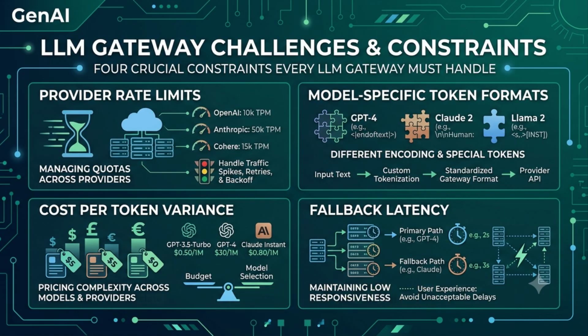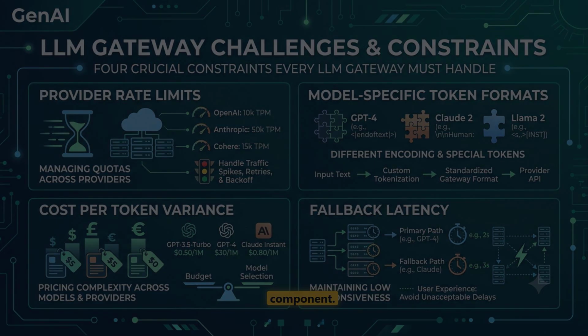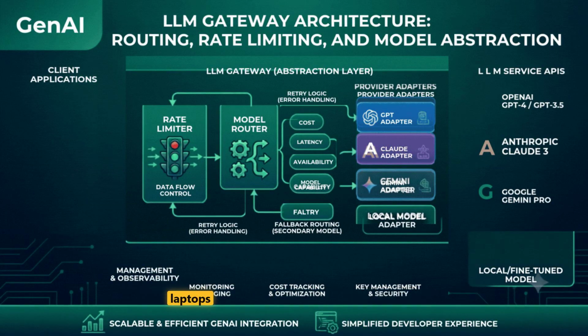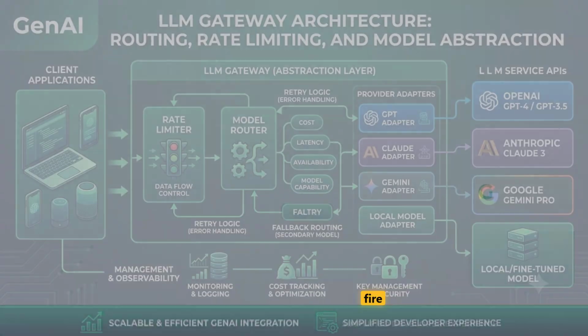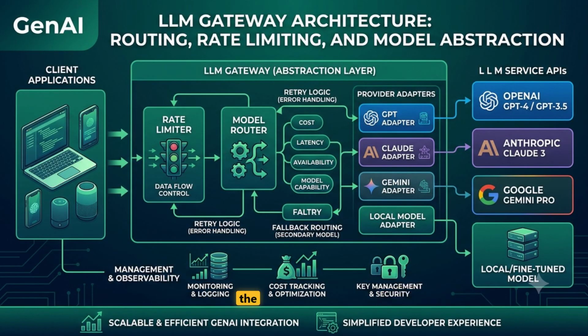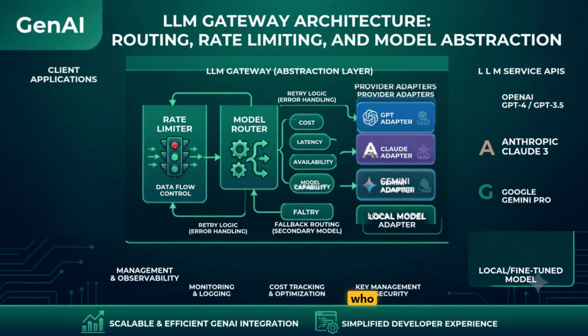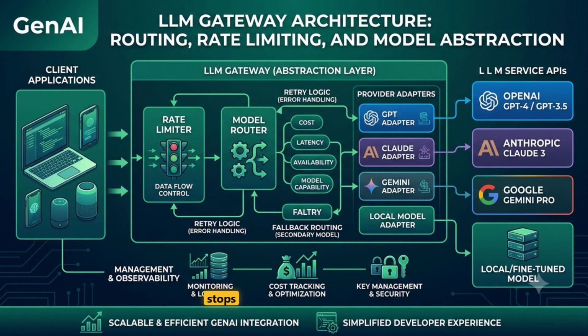Now let us translate these constraints into the actual architecture component by component. Look at the left box labeled client applications, where laptops, phones, and smart speakers fire standardized requests into the gateway. Think of the gateway as an air traffic control tower. It doesn't build the planes, but it dictates who lands where and stops mid-air collisions.